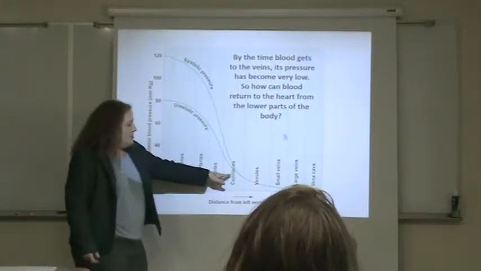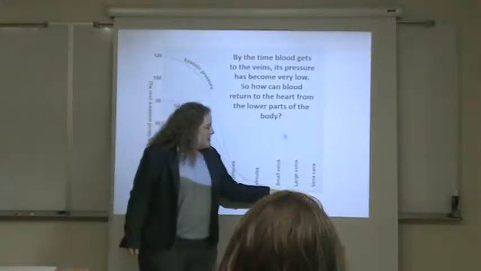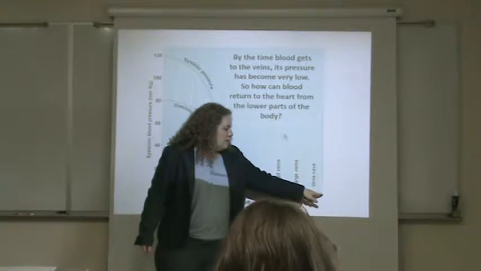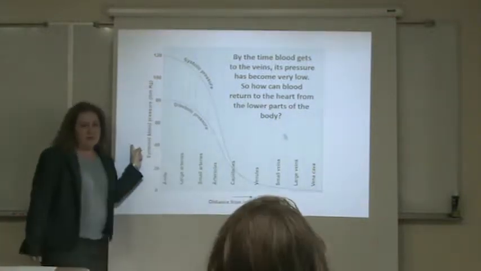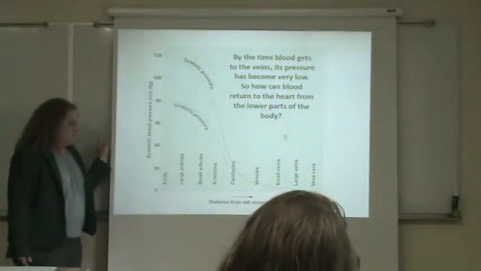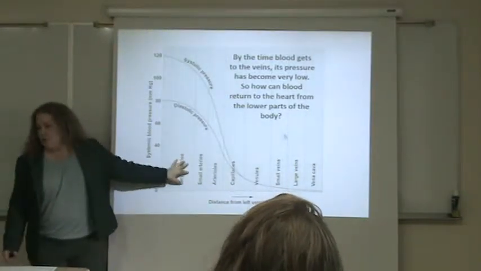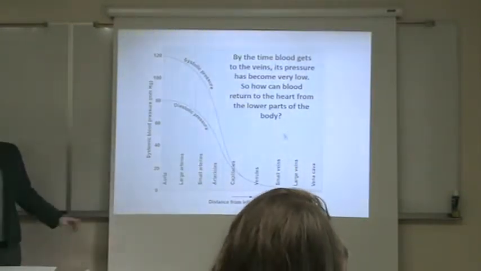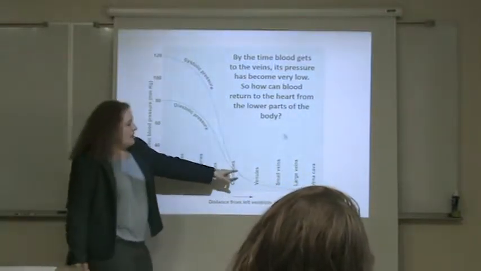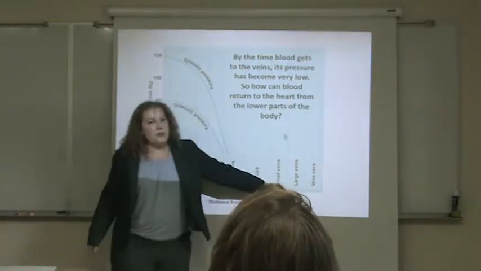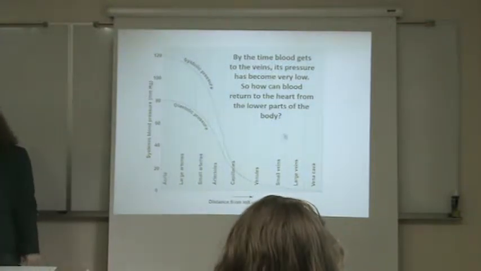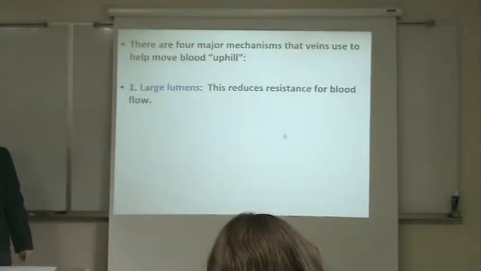But it still has to make its way back to the heart so that it can be pumped out all over again. Remember, this is the systemic or the pulmonary circulation as well. So veins have to be bringing blood back to the heart when it's at low pressure. They've got to have strategies or structures to help them do that.